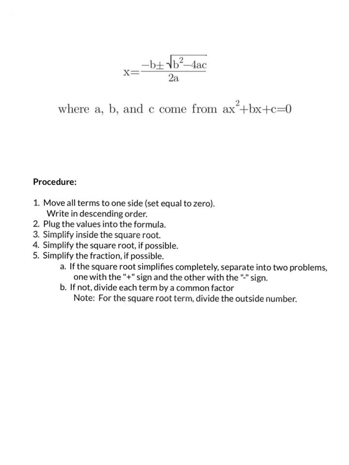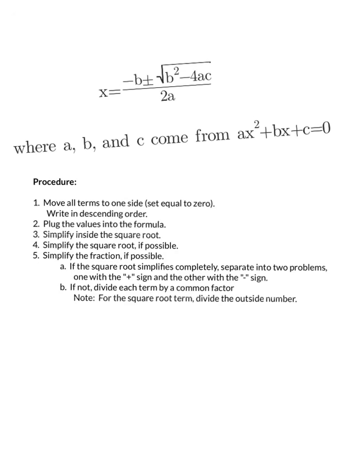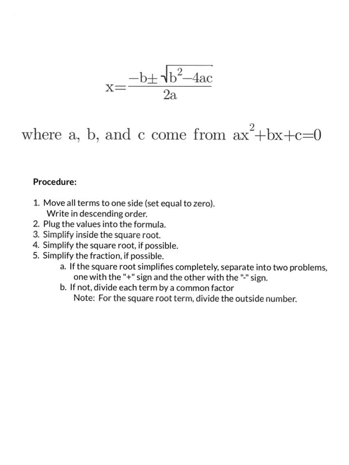We don't have time to derive the quadratic formula, so for all intents and purposes for now, we're going to treat it like it's magic. The quadratic formula is x equals negative b plus or minus the square root of b squared minus 4ac, all over 2a, where a, b, and c come from ax squared plus bx plus c equals 0.